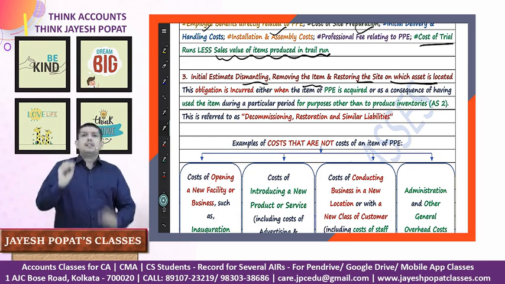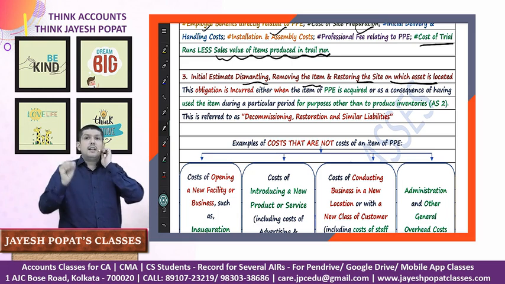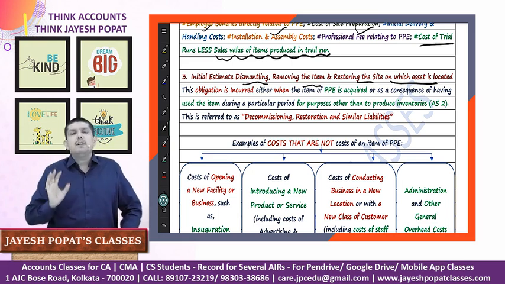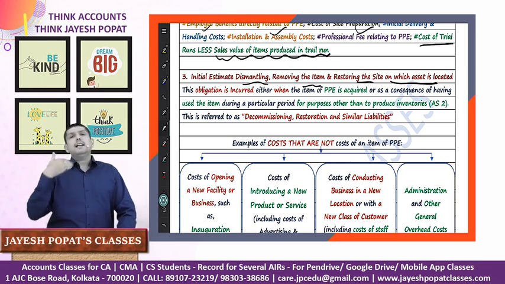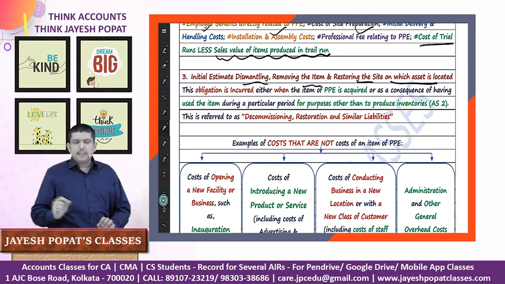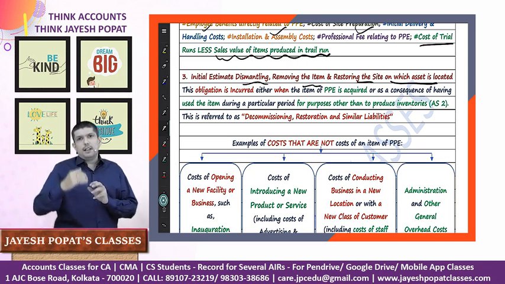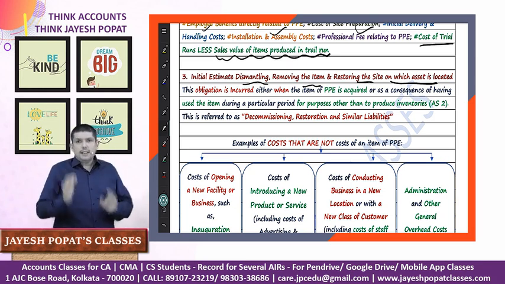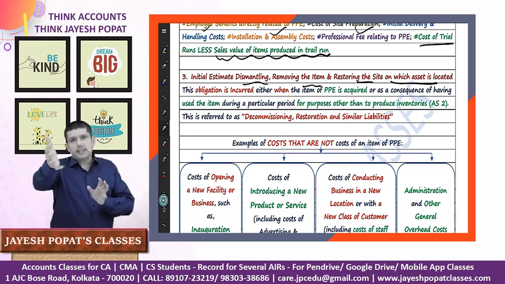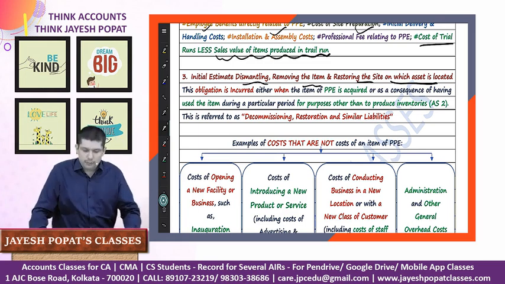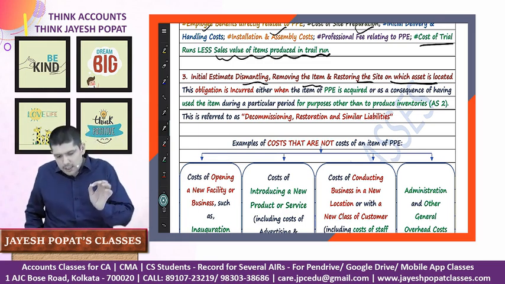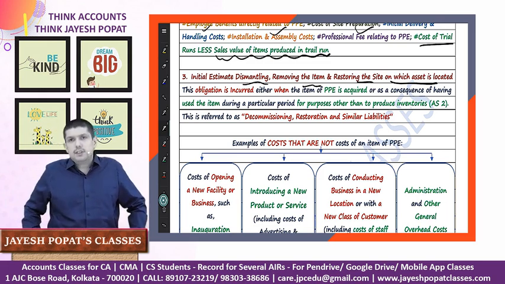So I have to estimate what cost I will incur in repairing the walls when I leave the premises after the period of 9 years, and recognize that cost to the cost of the PP at its present value. That we know there is a time value of money. For example, I will incur 1 lakh rupees at the end of 9 years to repair the wall. I have to discount it using a certain discount rate and recognize the present value of that to the cost of the item of PP. This is known as initial estimate of dismantling, removing the item and restoring the site.